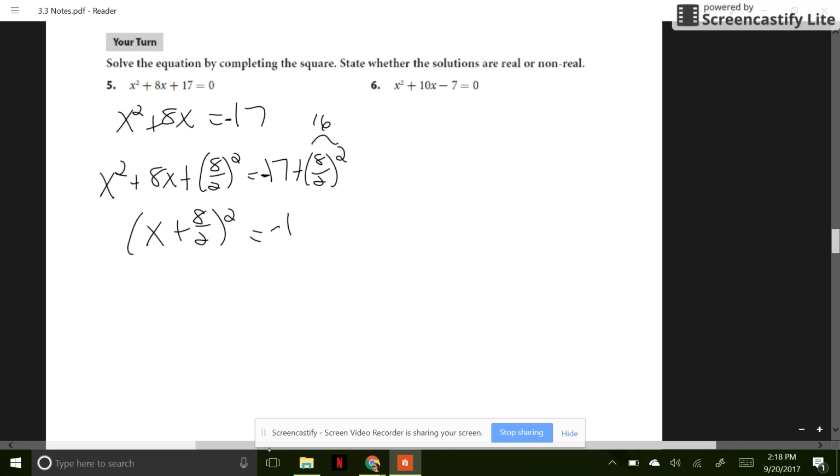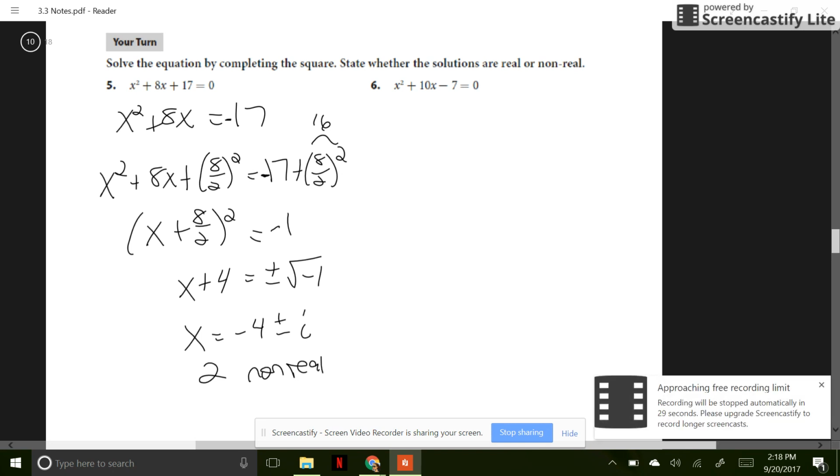Well, 8 over 2 is the same thing as 4, so when we take the square root, we'll get x plus 4 equals plus or minus the square root of negative 1. So we subtract the 4, x equals negative 4 plus or minus, well, the square root of negative 1 is the same thing as i, which means we will have two non-real solutions.